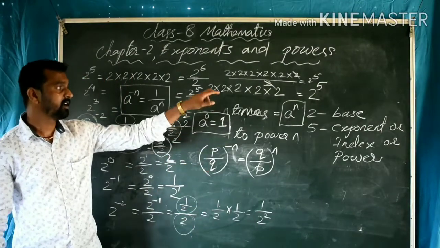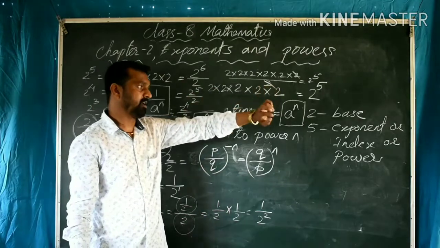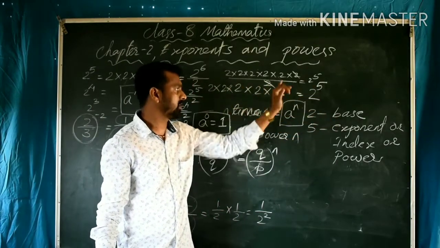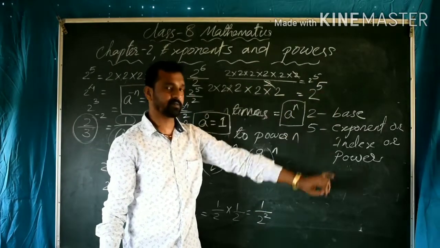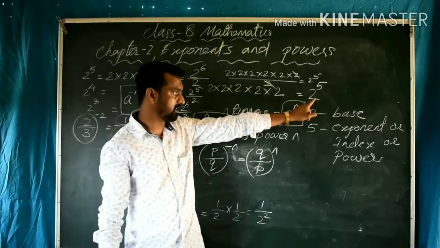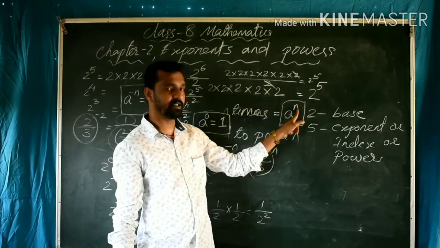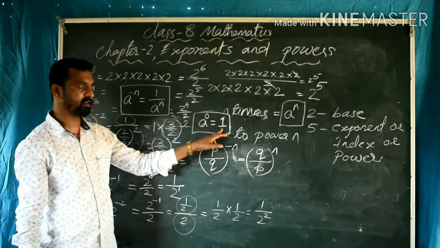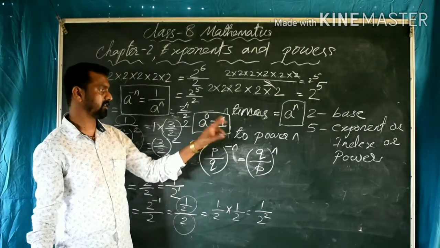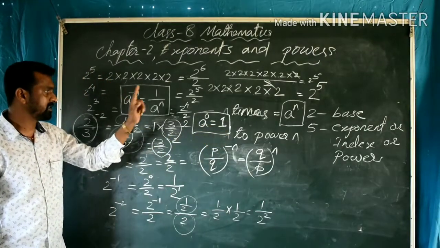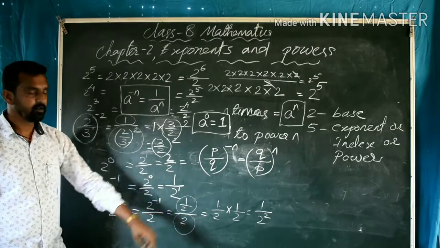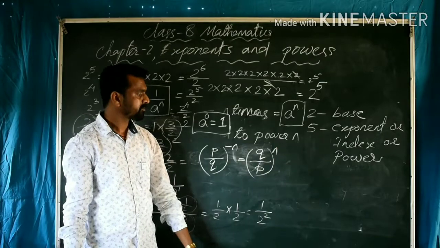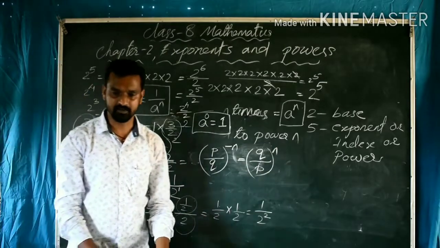First thing is that the number which is multiplied is called the base, and how many times we are multiplying that number is called the exponent, and it is written as 2 raised to 5, or in general a raised to n, read as a raised to n. A raised to 0 is always equal to 1. A raised to minus n is equal to 1 by a raised to n, and p by q raised to minus n is equal to q by p raised to n. So you have to remember these things.